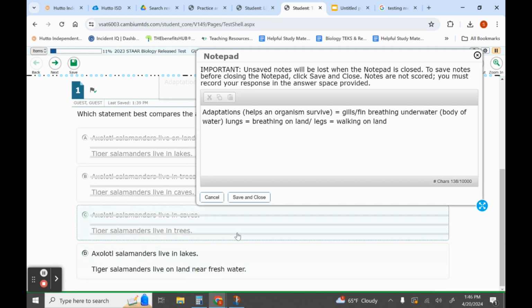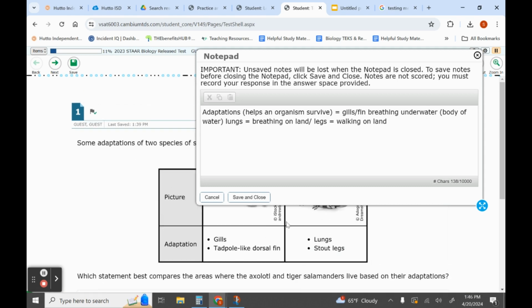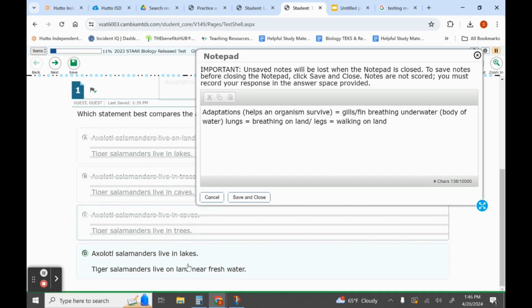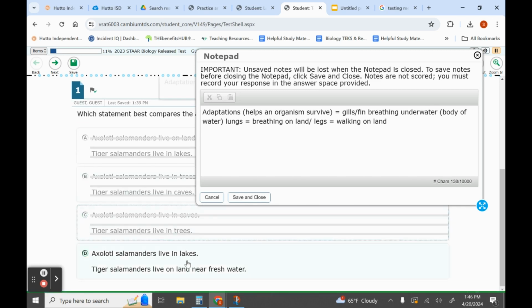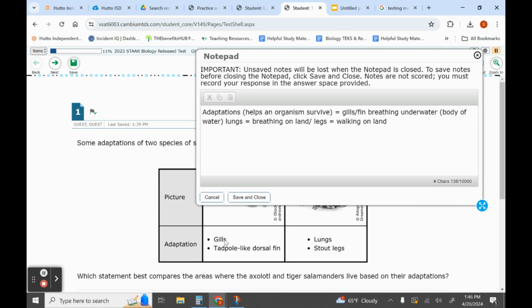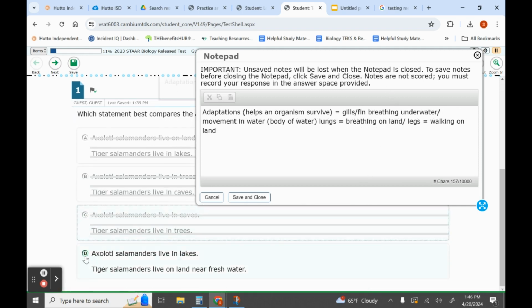And I only have one answer choice left. There has to be a right answer. It says the axolotl salamanders live in lakes, and then the tiger salamanders live on land near fresh water. That would be a true statement because they live on land, they have legs, they have lungs to help them breathe on land. And then the axolotl lives in lakes. Well, they have gills and fins. The gills would help them breathe. The fins would help with movement in the water. So I'm making that note. Boom, movement in the water. The correct answer would be D.